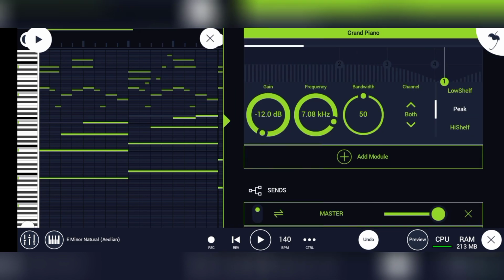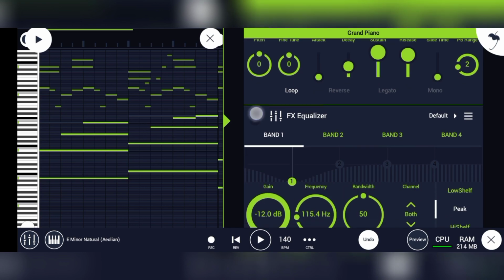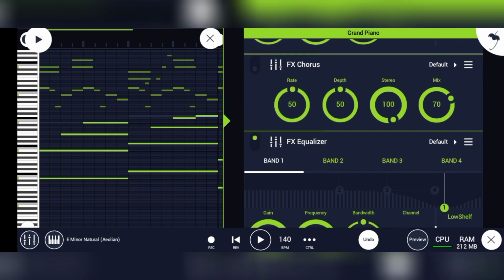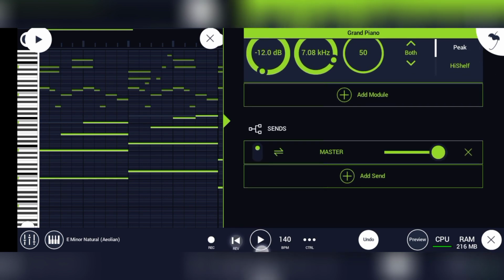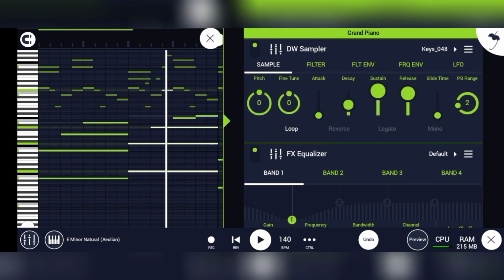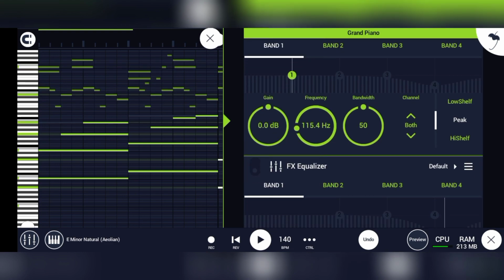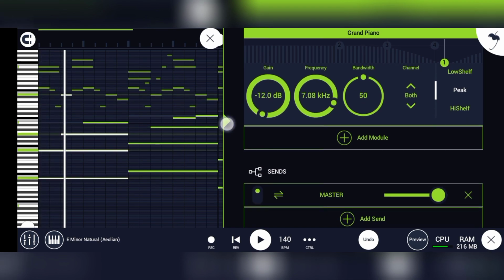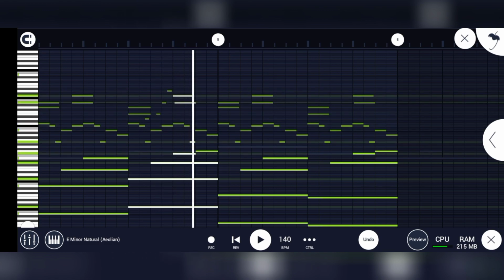So yeah, and then I added the equalizer and the distortion. If I turn off everything and play for you, then you can see there's a big difference. I'm pretty sure you can tell the difference. Then yeah, man, that's what I did for this melody.